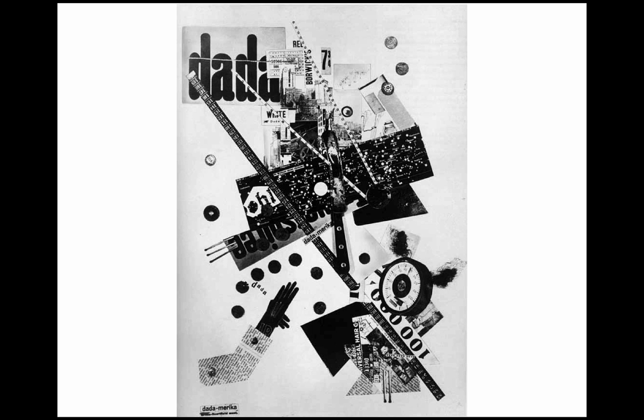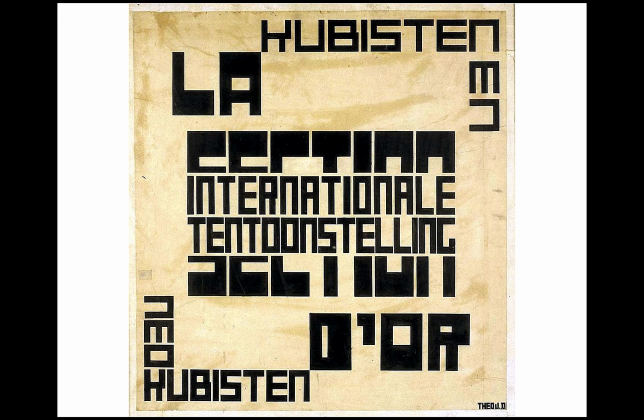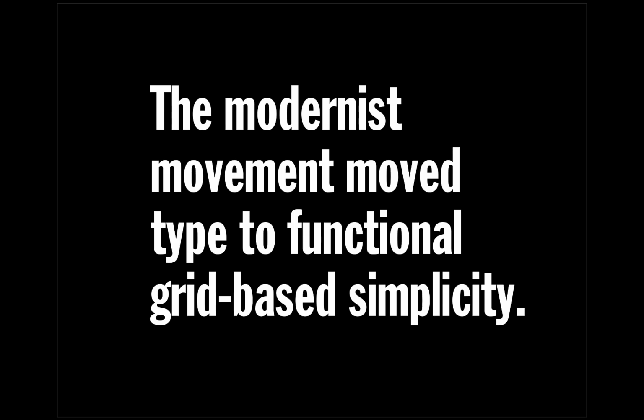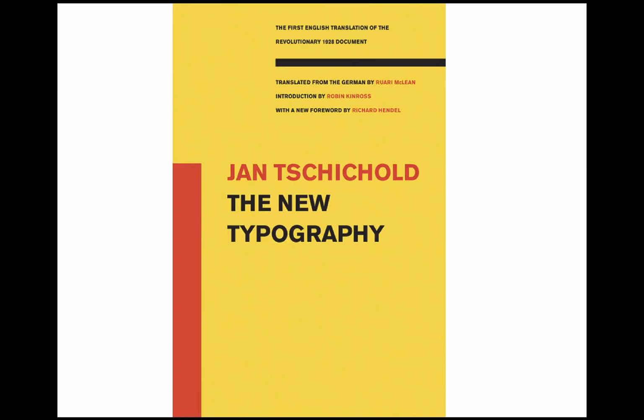So this is early 20th century work. Here we have an example of De Stijl, and this is early modular work, and you can see that all the letters are really manufactured. They're not an existing typeface. They're made out of geometric forms. The modernist movement moved type to a more functional, grid-based simplicity.